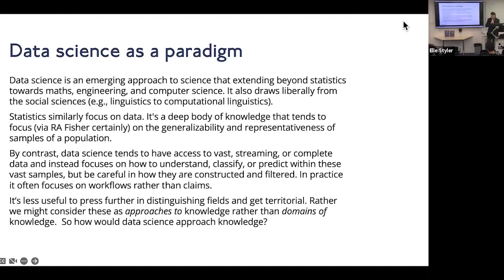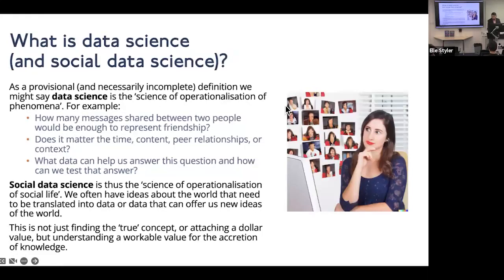So I say instead, let's think of them as approaches to knowledge, ways in which we can construct or understand knowledge rather than domains of knowledge. This is not about them taking a claim, this is them taking an approach. So how should data science approach knowledge? And so what would be social data science then? Well, we might say data science is the science of the operationalization of phenomena, courtesy of Dolly.